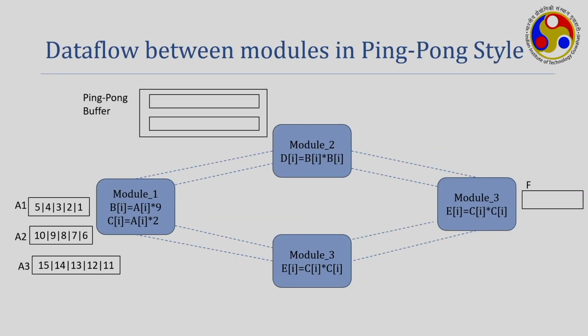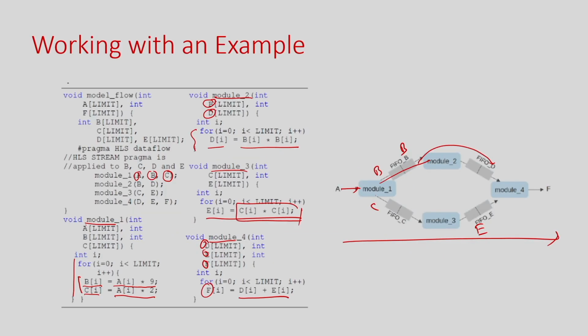In the ping pong style, the idea here is very interesting: between these two modules you just put two buffers, of the size of B and C. For example, in this particular ping pong buffer the limit is say 10. That means this ping pong buffer has an array of size 10. What I am going to do here is put two buffers, ping and pong. It is kind of even and odd, you can understand that.